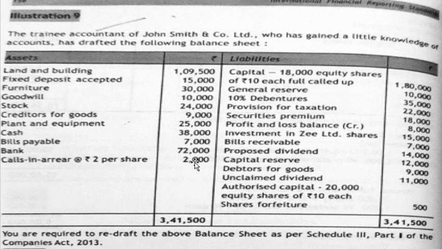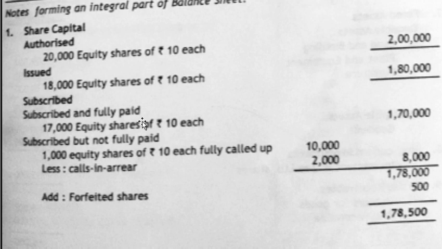So that is why calls in arrears is 2,000. 2,000 divided by 2 will give you 1,000. That means 1,000 shares of rupees 2 each, which will give you 2,000. So out of 18,000 equity shares, we have got 17,000 because 1,000 is subscribed but not fully paid. So subscribed and fully paid is 17,000 equity shares of rupees 10 each, which will give you 1,70,000. Subscribed but not fully paid, so this 1,000, which is your calls in arrears, is not fully paid. So 1,000 equity shares of rupees 10 each called up will give you 10,000. We were supposed to receive 10,000, but we are deducting calls in arrears because it has not been paid.